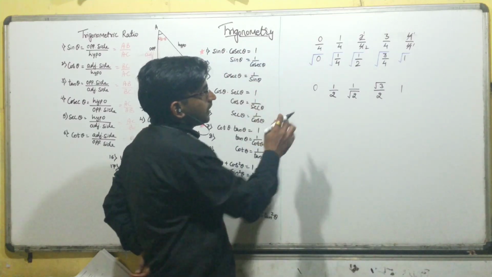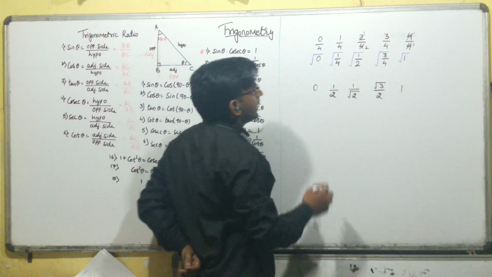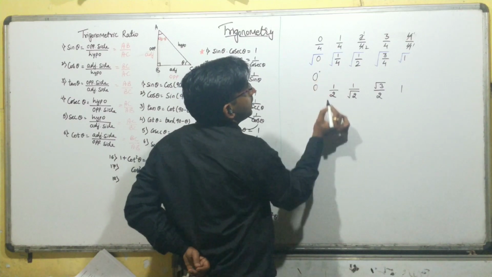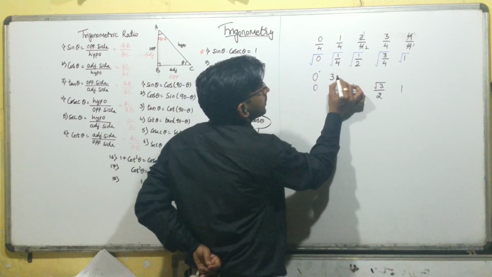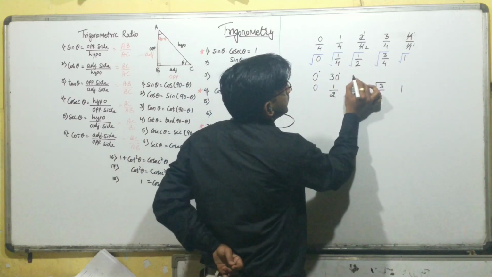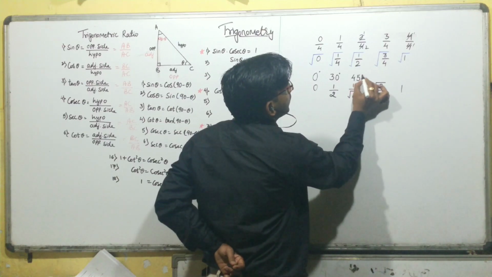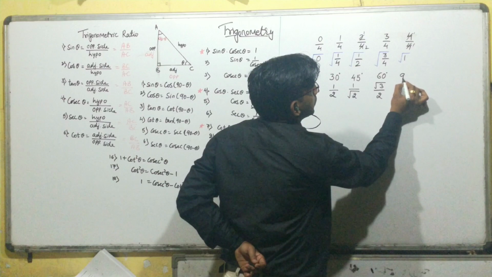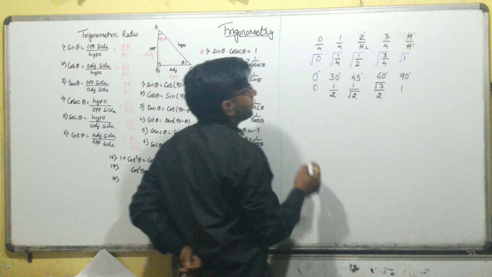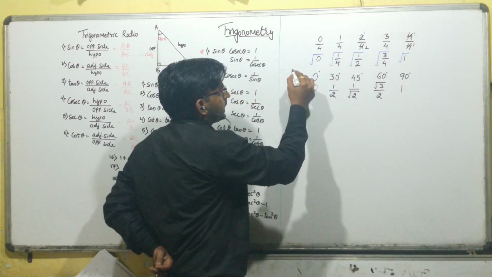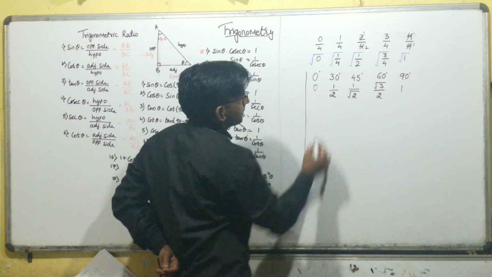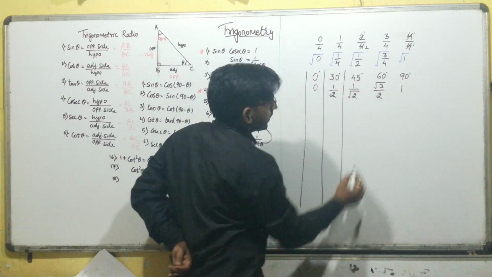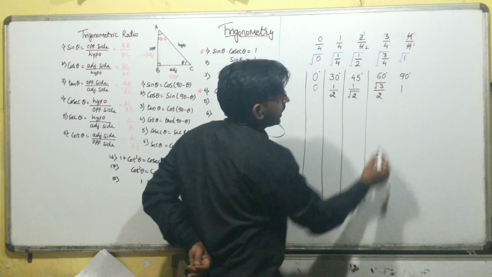Now beta, we'll write the angles. This is your 0 degree, this is your 30 degree, this is your 45 degree, this is your 60 degree, and this is your 90 degree. So you can check, make a table so that it will become convenient for you to understand.